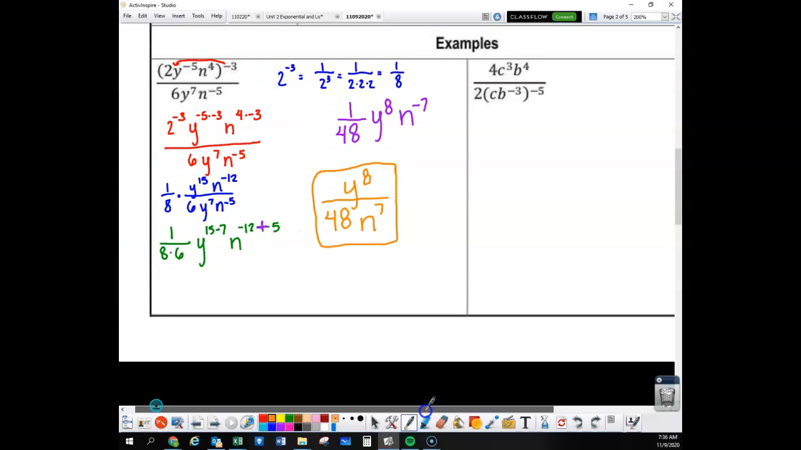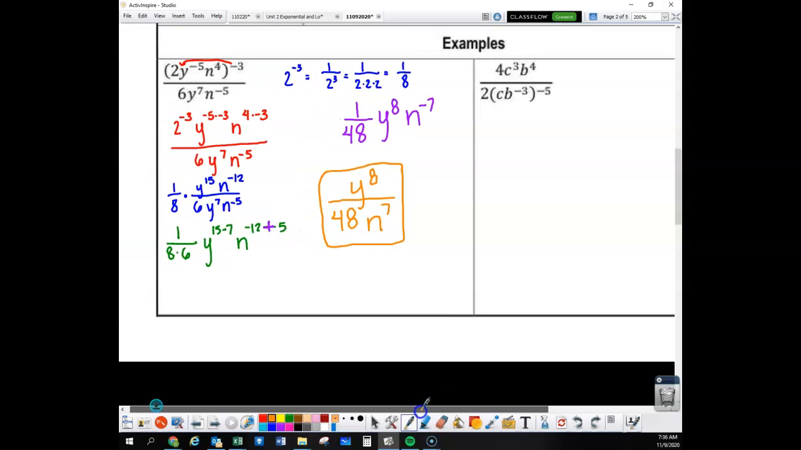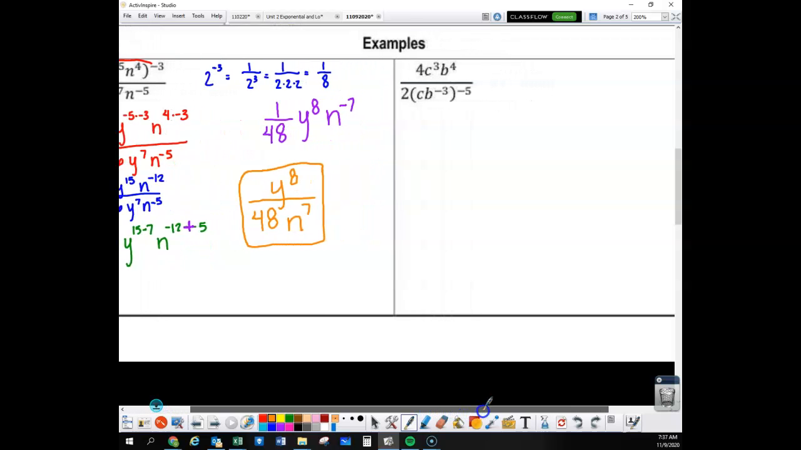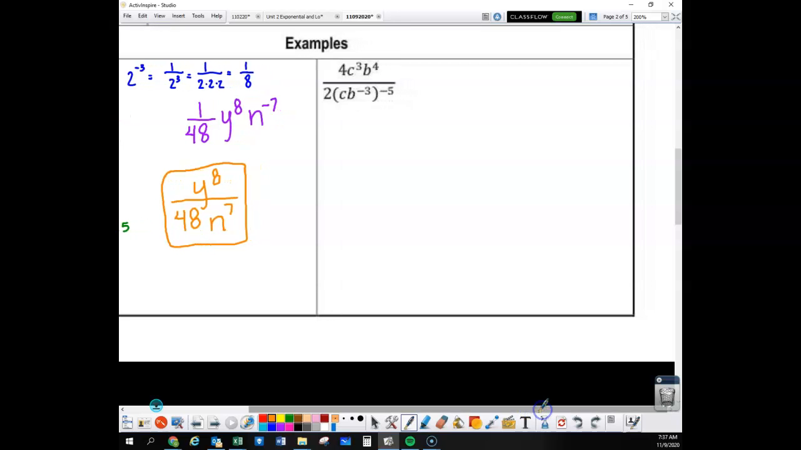Make sense? Any questions? Okay, go ahead and try this second one, and then I'll go over it in a little bit.